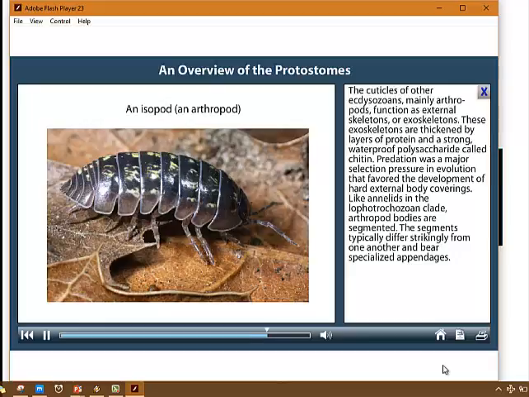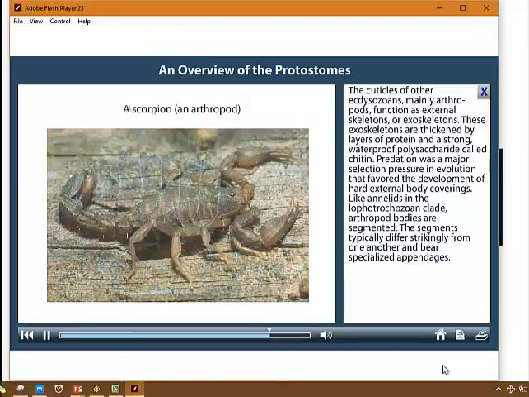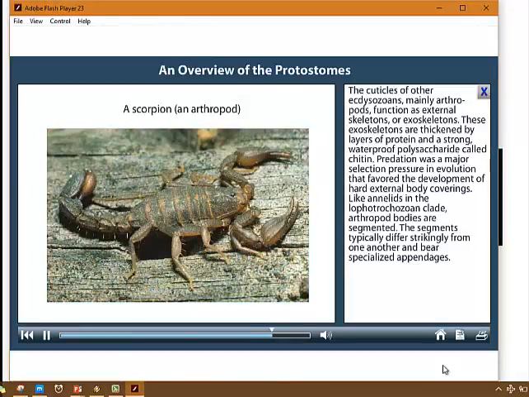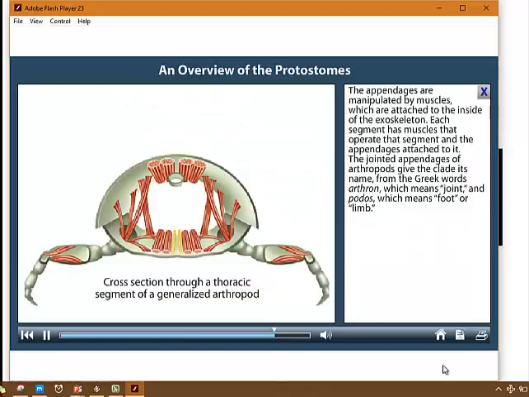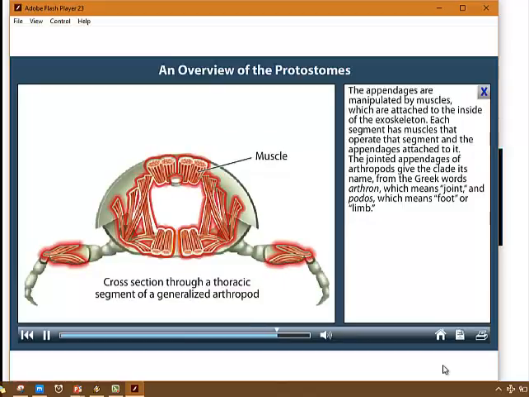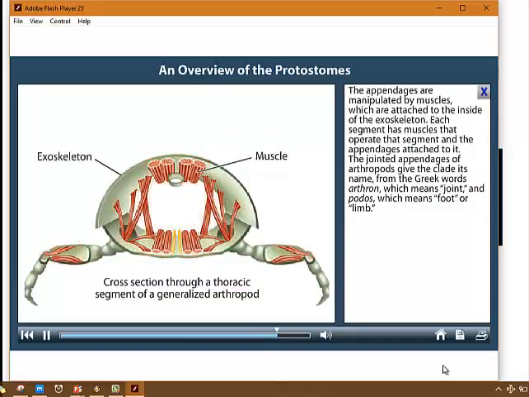Like annelids in the Lophotrochozoan clade, arthropod bodies are segmented. The segments typically differ strikingly from one another and bear specialized appendages. The appendages are manipulated by muscles, which are attached to the inside of the exoskeleton. Each segment has muscles that operate that segment and the appendages attached to it. The jointed appendages of arthropods give the clade its name from the Greek words arthron, which means joint, and podos, which means foot or limb.